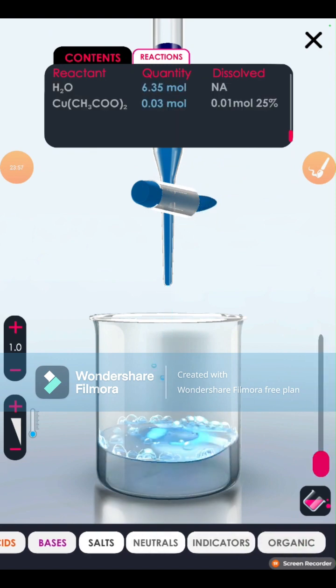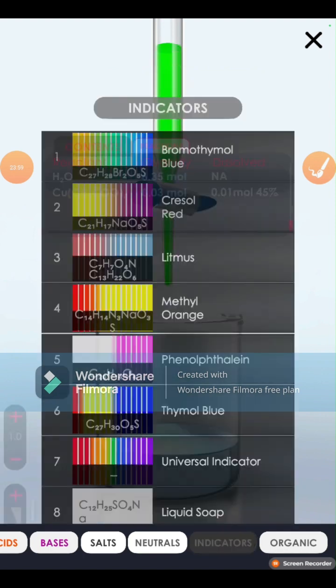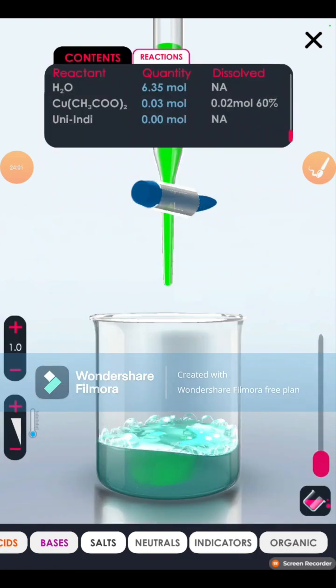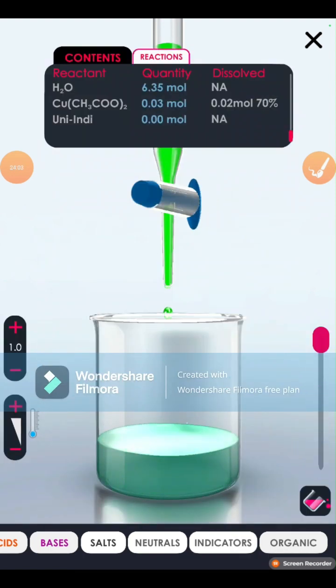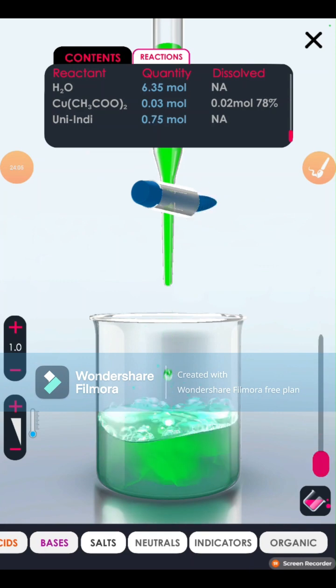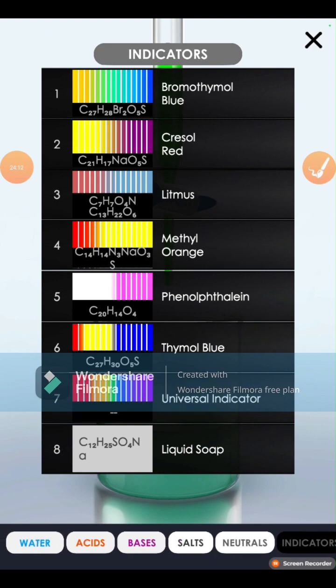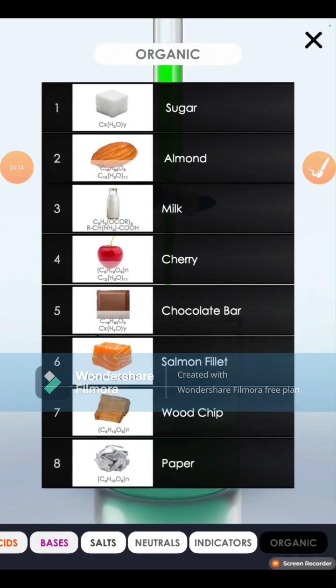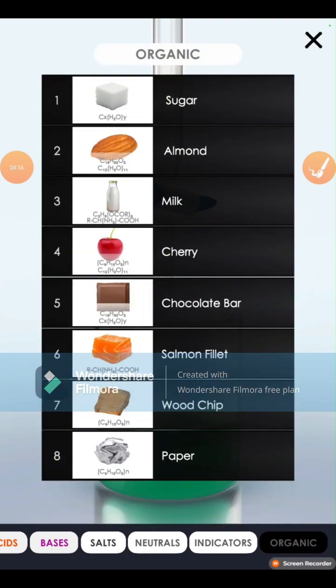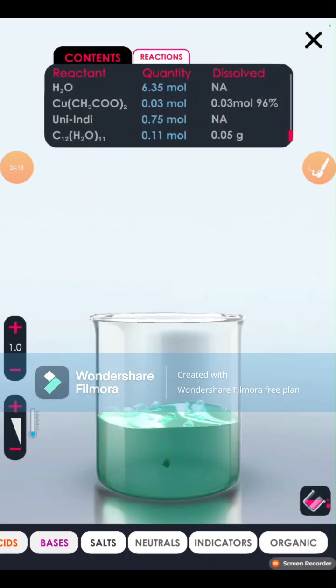As you can see, it's beautifully blue colored. I will just put universal indicator over here. As you can see, it's a neutral substance, but we can say it is slightly acidic. Slightly acidic. So let's put some sugar over it.